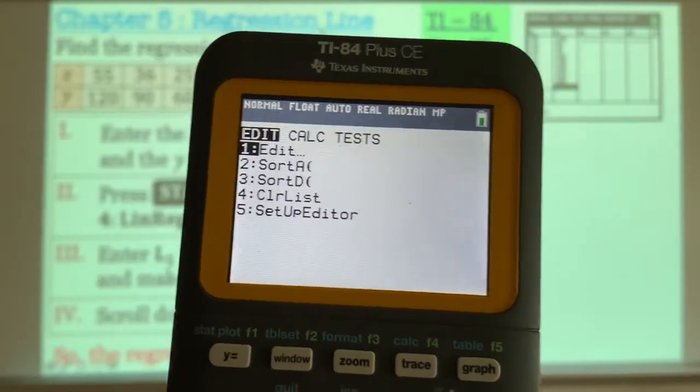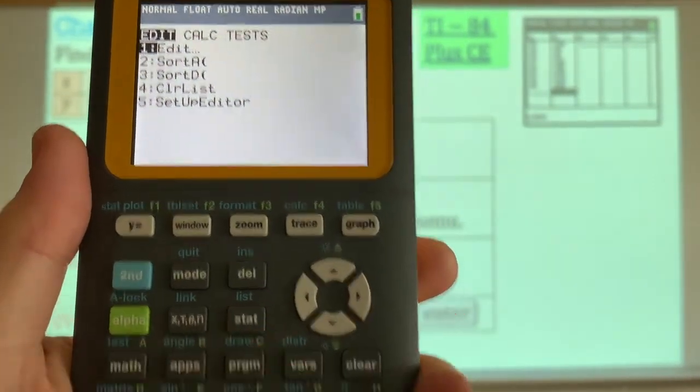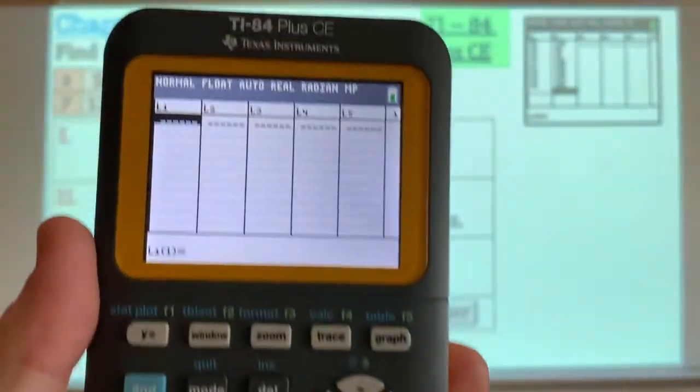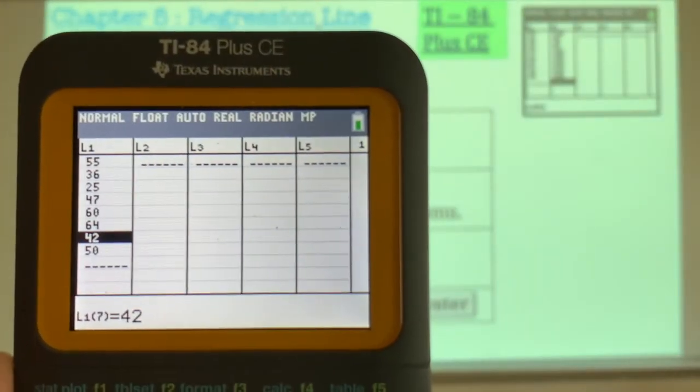So you just hit stat right here, and then you hit enter for edit, and you're going to type all those values into your calculator. I want you guys to do this with me. So type in for your x's, I'm doing this as I say this, 55, 36, 25, 47, 60, 64, 42, and 50. Now I messed up one of my numbers, so I'm going back and fixing it, 64. And my L1s look like this.